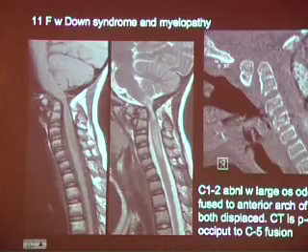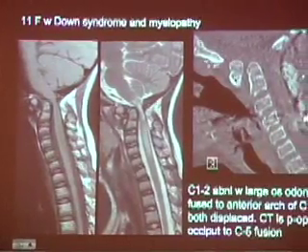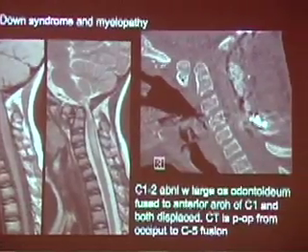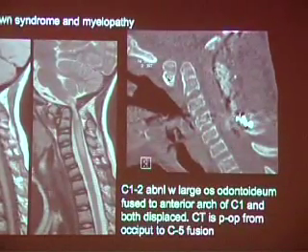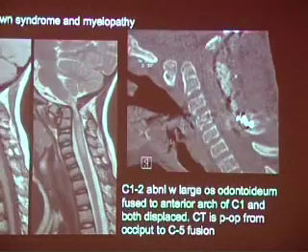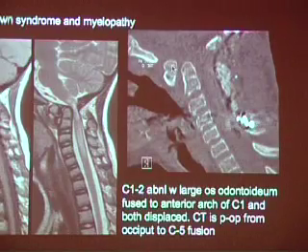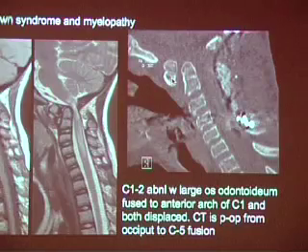But in terms of sorting out this confusing bony anatomy, even though you get a pretty good look at things on the MR, it's often very helpful to do a CT scan. So when you do have a problem at the craniovertebral junction, CT and MR often can be complementary. And in this particular case, what we see is a large os odontoideum shown right here, which is fused to the anterior arch of C1, and both of them are anteriorly displaced.